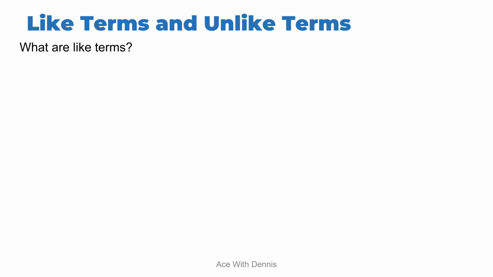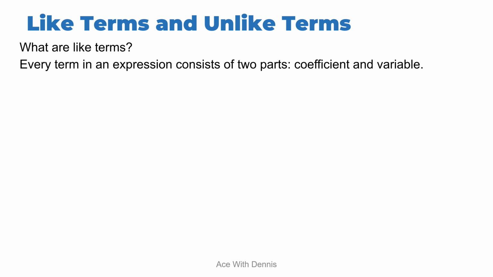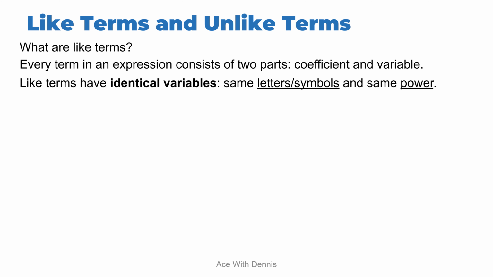What are like terms? Every term in an expression consists of two parts, which are coefficient and variable. Like terms have identical variables, which means they have the same letters or symbols and same power. Constant terms are also like terms.